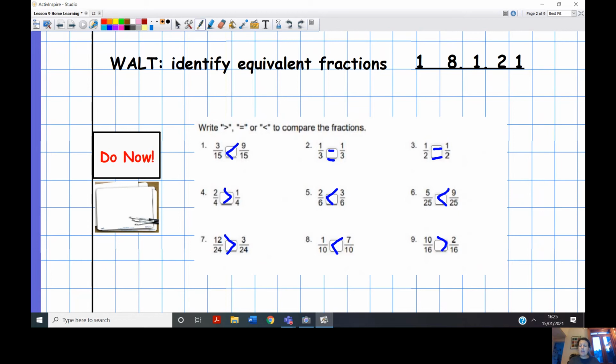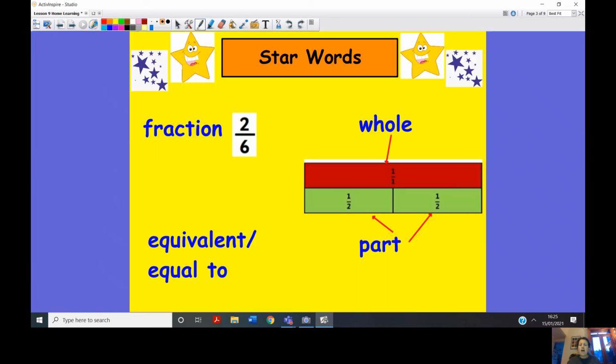Okay, so today we're carrying on with equivalent fractions. So our star words for today: my turn, your turn. Fraction, equivalent, equal to, whole and part. Excellent. So we made a really good start on Friday with equivalent fractions. So we're going to be carrying on and looking at some different fractions which are equal to each other.